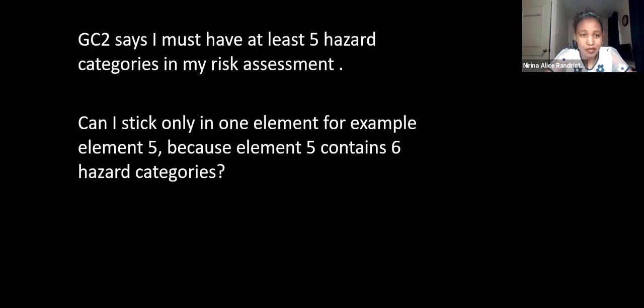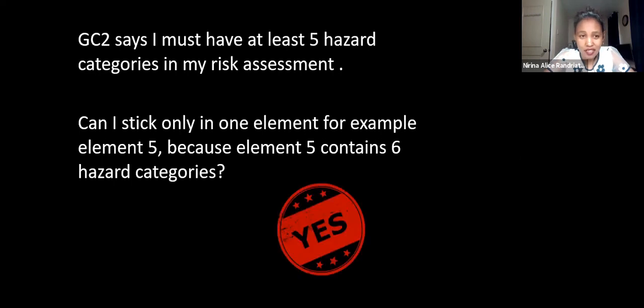So the first question that we received says, I must mention 5 hazard categories in my risk assessment. Can I stick to only one element, for example, element 5, because element 5 contains 6 hazard categories? Yeah, so the answer is yes.